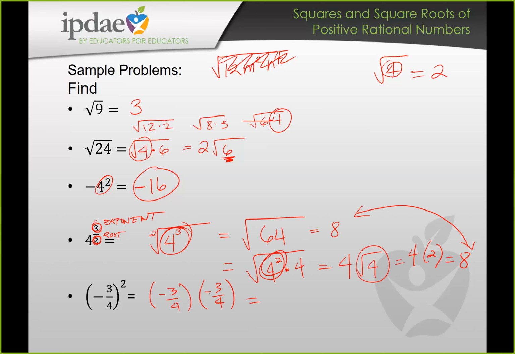In this case, some students would do 3 squared over 4 squared. Some students would distribute that power to the numerator and the denominator. That is a property of exponents that you can do. So if you simplify that, that's 9 over 16. I'm going to pause a little bit here and look at your questions.